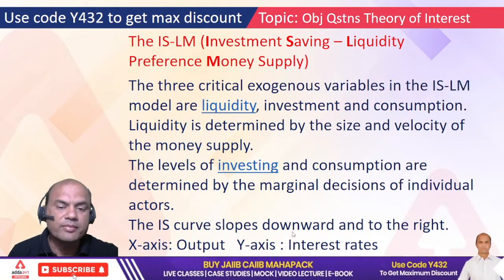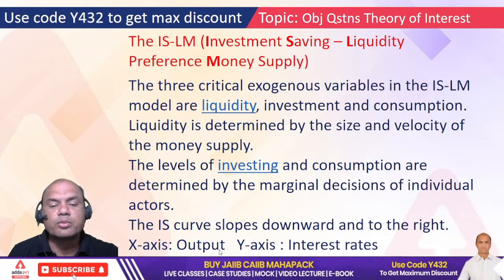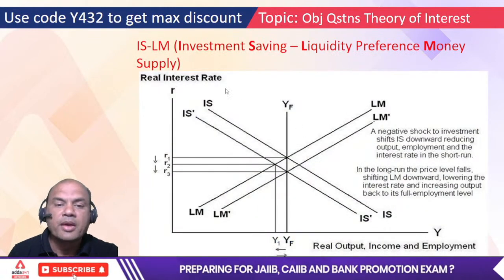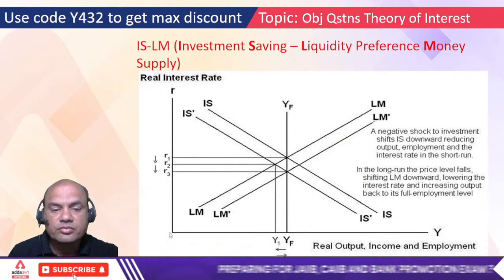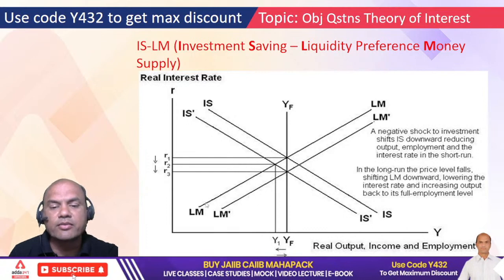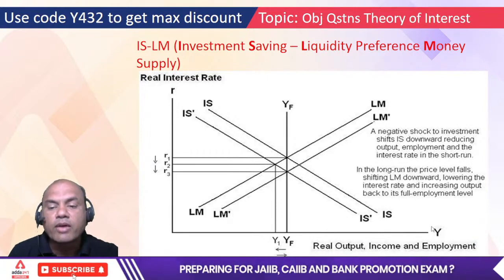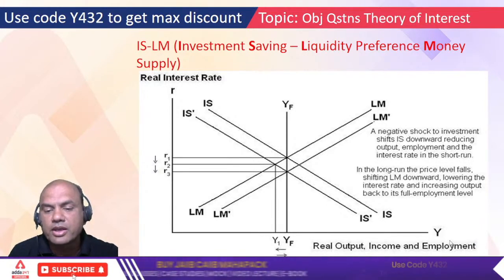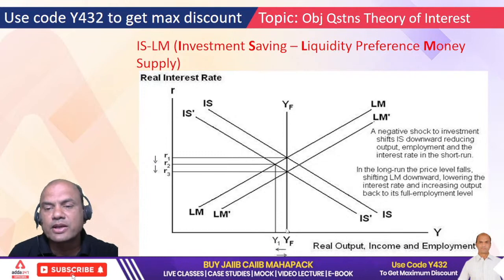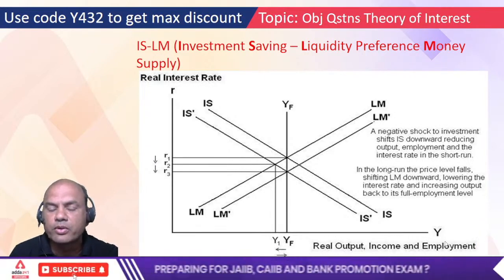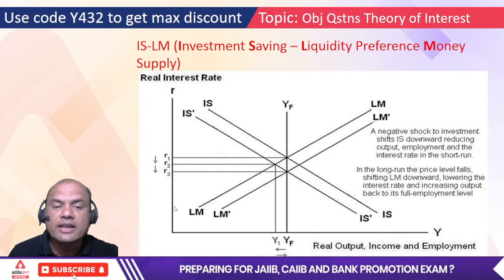That's important. On the x-axis we have output, and on the y-axis we always have the interest rate. So see this curve, this is the ISLM curve. On the x-axis we have output. It's written Y over here, but it doesn't mean it's the y-axis. Y here means output, YF we call it, yearly output you can call it. And R is the interest rate.